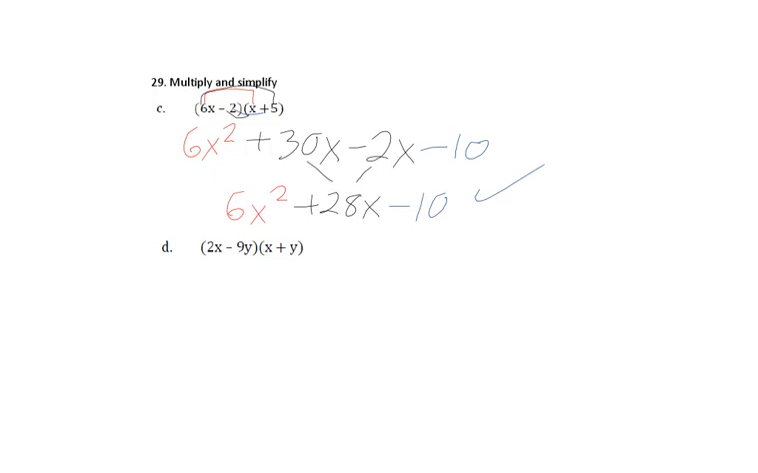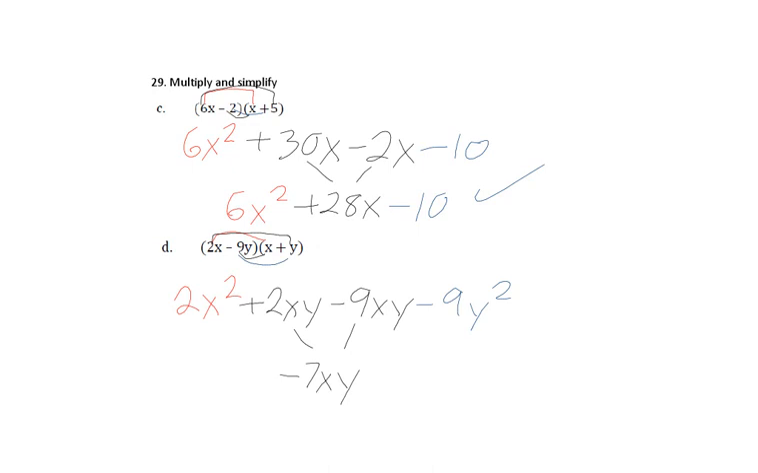Part D is more FOIL. So 2x times x is 2x squared. 2x times y is 2xy. Negative 9y times x is negative 9xy. And negative 9y times y is negative 9y^2. Again, numbers in the middle combine to negative 7xy. And everything else stays the same.